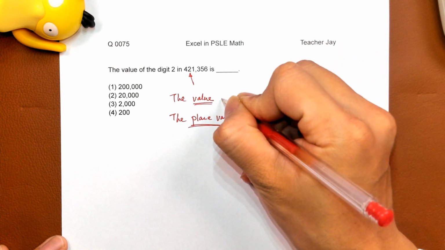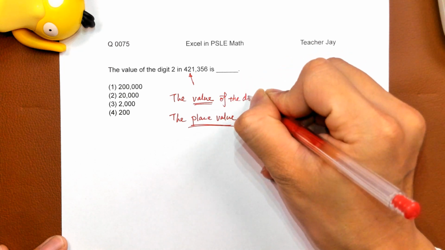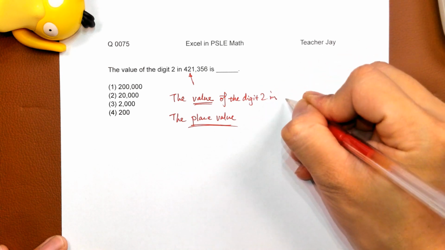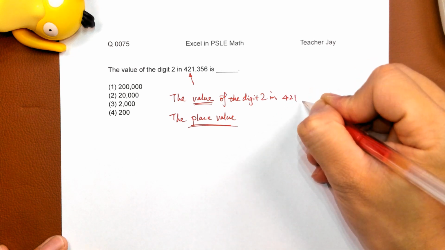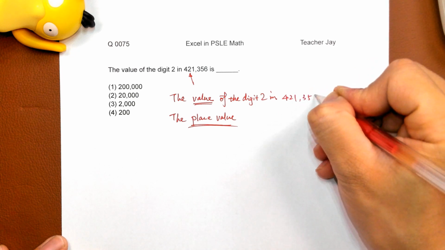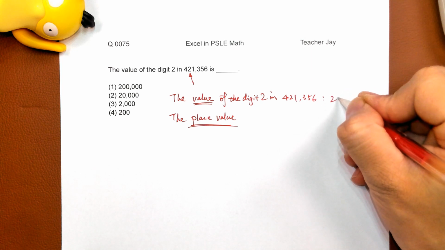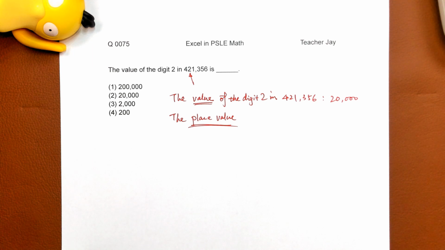The value of, as the question shows, of the digit 2 in 421,356 is 20,000. This is called the value of the digit.